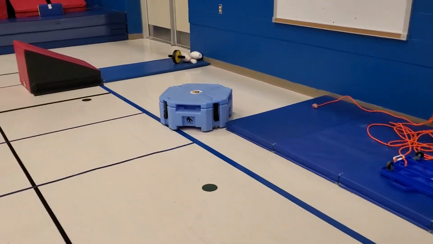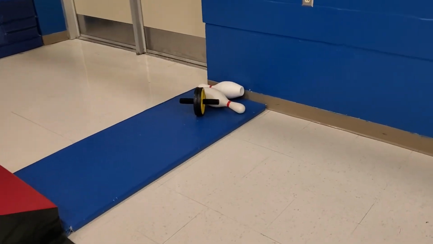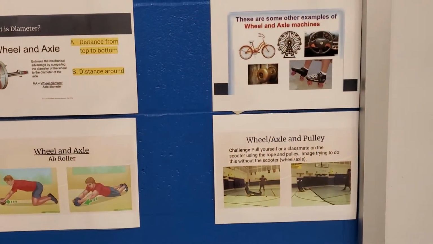Over here is another one that incorporates simple machines. We have incline plane and we have wheel and axle. It's just a little bowling activity. That's just an ab roller. Here's some visuals for this station.